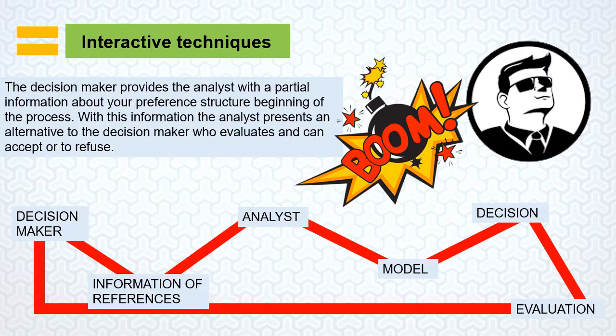The final part of the equation are the interactive techniques. Here, the decision maker provides the analyst with partial information about their preference structure at the beginning of the process. With this information, the analyst presents an alternative to the decision maker, who evaluates and accepts or refuses. In this part of the process, we have the decision maker, next the reference information, the analyst, the model, the decision, and finally the evaluation, and the process repeats, starting from the decision maker again.